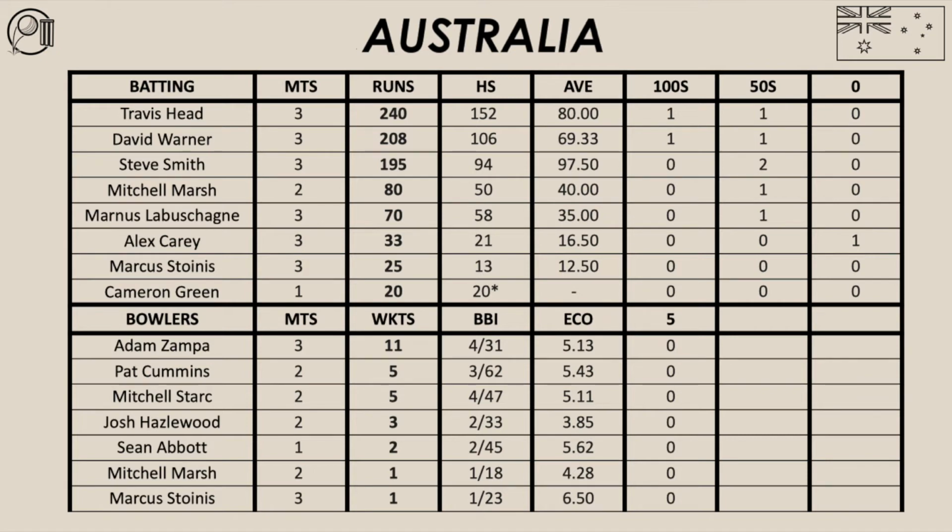Let's have a look at the Australian bowlers and their performance throughout this ODI series against England. The leading wicket taker for Australia in the series was Adam Zampa with 11. 5 wickets for Cummins and Starc, 3 wickets for Hazlewood, 2 wickets for Abbott, and a wicket each for Marsh and Stoinis. That's how the Australian bowlers went about things in this ODI series against England.